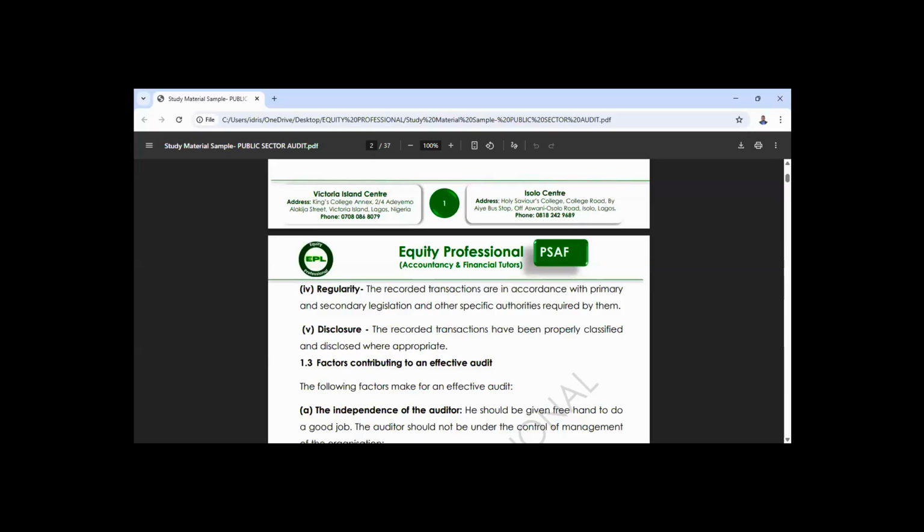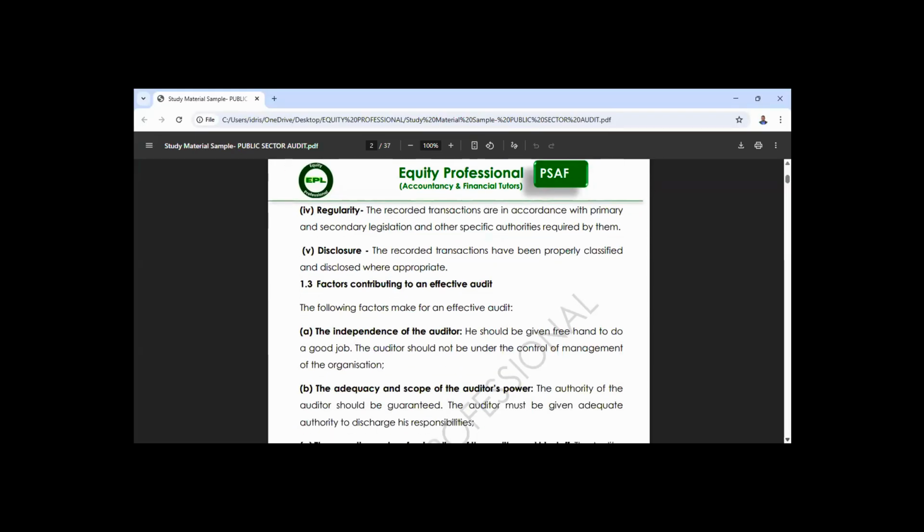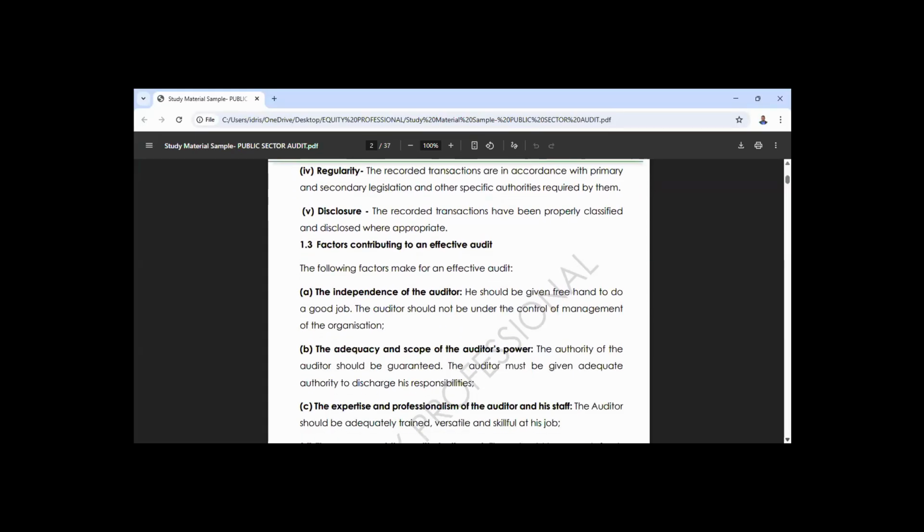Now, the next thing we need to look at is factors contributing to an effective audit. What factor will contribute to an effective audit? One of the factors contributing to an effective audit is called independence of the auditor. If the auditor is independent, we are going to have an effective audit.